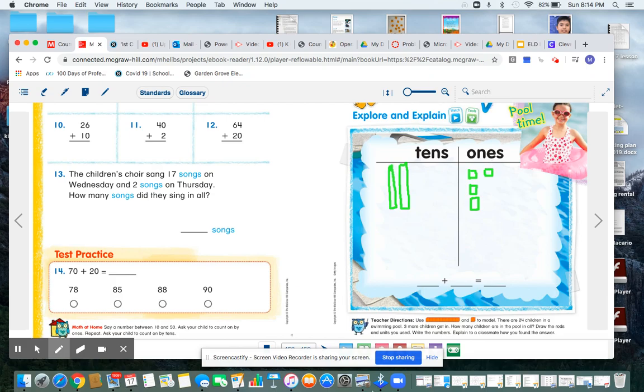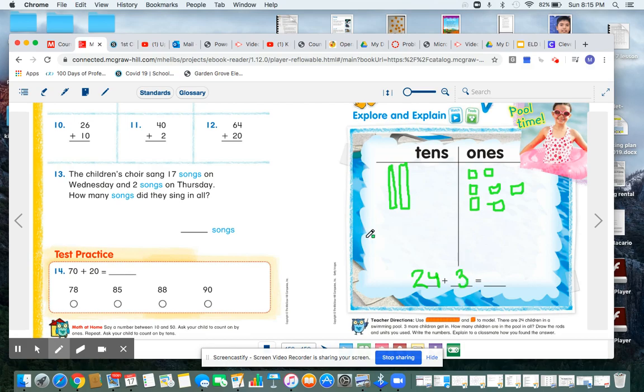And then it said 3 more children joined the pool. So I'm going to add 3 more. 1, 2, 3. So I'm going to write my problem here. We started off with 24, and then 3 more children went into the pool.